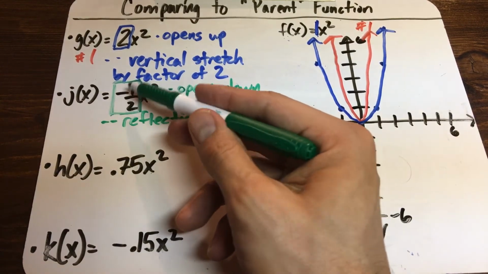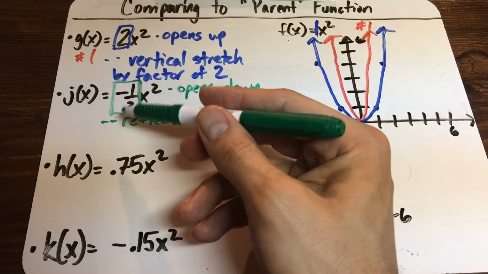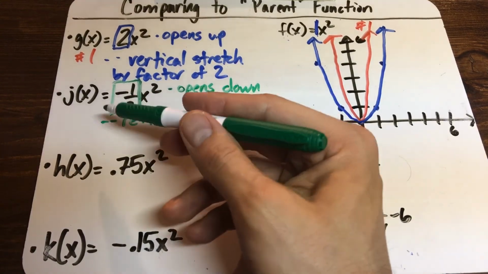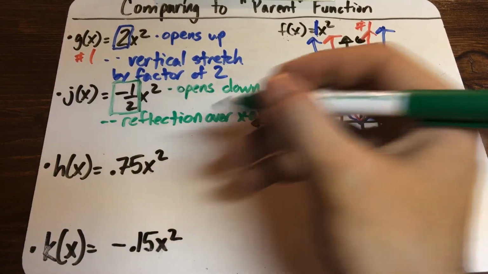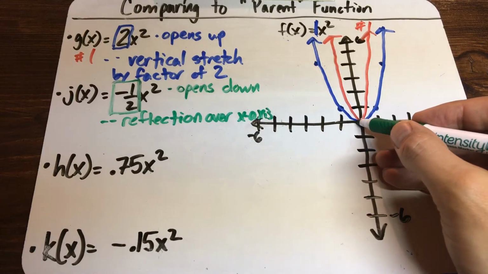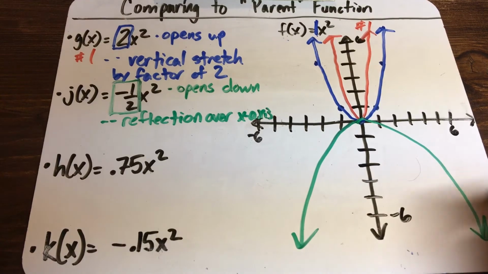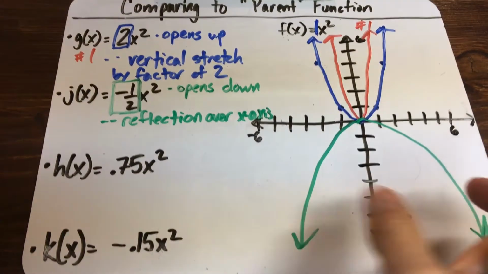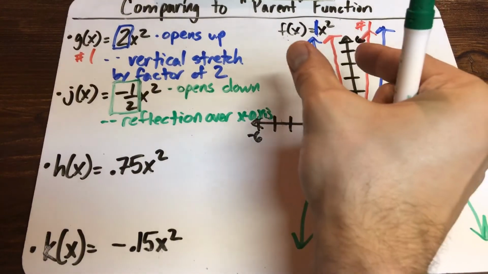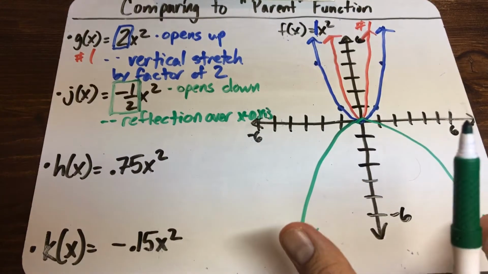Anytime your A number is between 0 and 1, or 0 and -1, you know that it's going to be more wide open. This thing's going to be very wide compared to the original one. Look at my blue one, look how narrow that is, and look how wide this one is. It's much wider than this. That's very narrow. This is very wide.